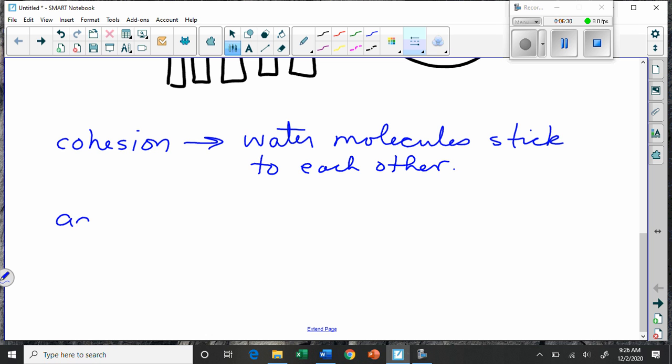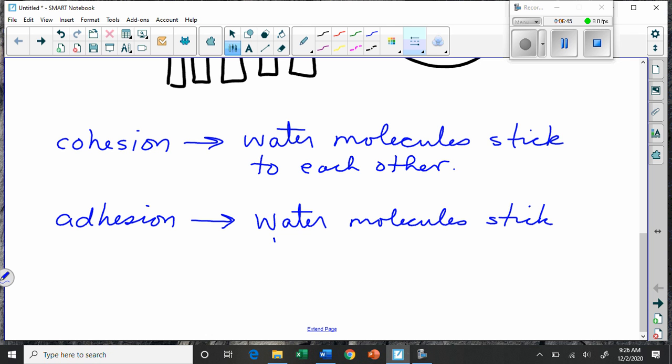And then there's the property of adhesion, which is that water molecules can also stick to other molecules besides water. It's for the same reason. Because they're polar and they have a positive and a negative side, those polar regions can attract to other regions of other molecules that have these polar charges on them. Polarity is very important in biology. Water molecules stick to other molecules.